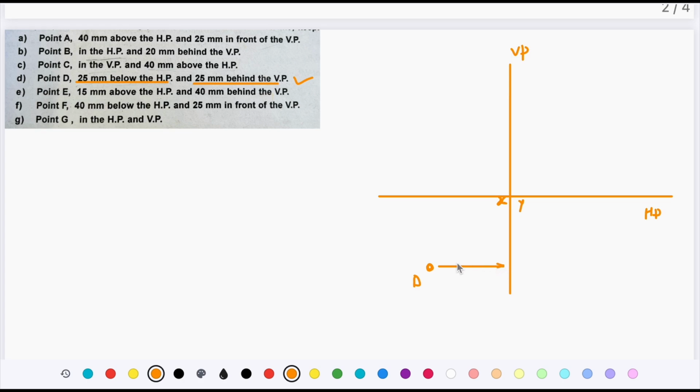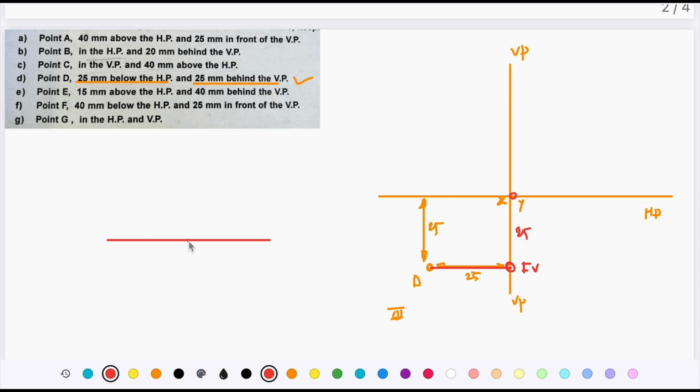It is 25 behind VP and it is 25 below HP. So this is in third quadrant. Now when you project its front view, it will get projected over here. This is your front view. Distance from XY is going to be 25.